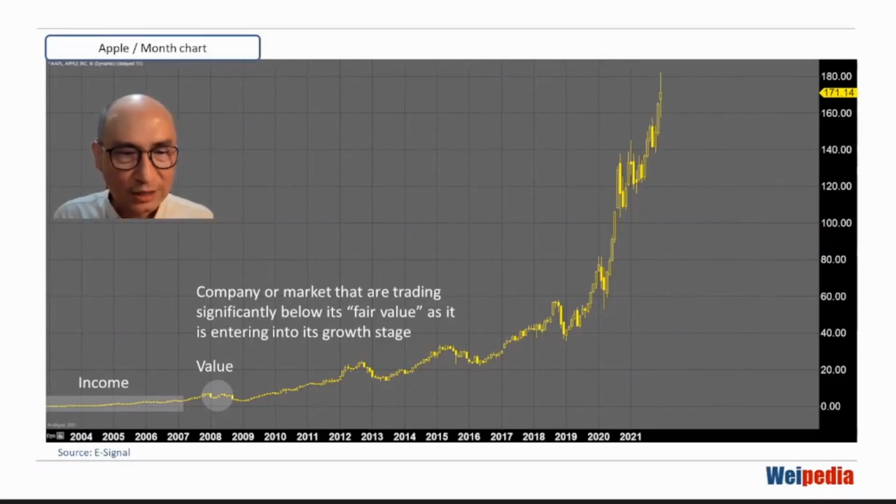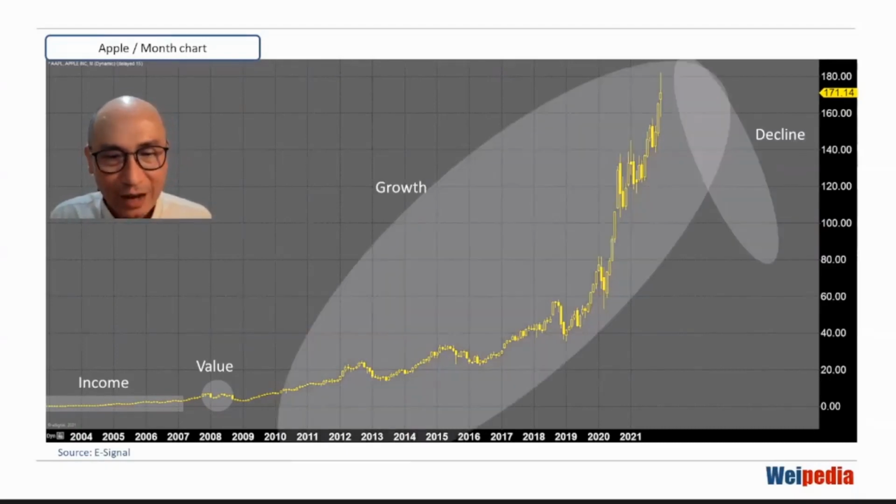Value stage is a point before growth. There was an initiative by the company or the market itself. It caused the market to have a new interest about to enter into growth. Now, I define that it is a company or market that is trading significantly below its fair value as it is about to enter into a growth stage. So from income to value is a trigger point. Then after that, I'm expecting a growth.